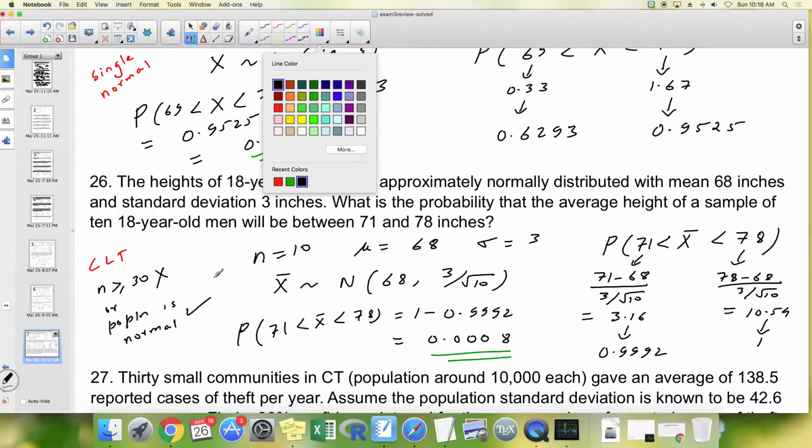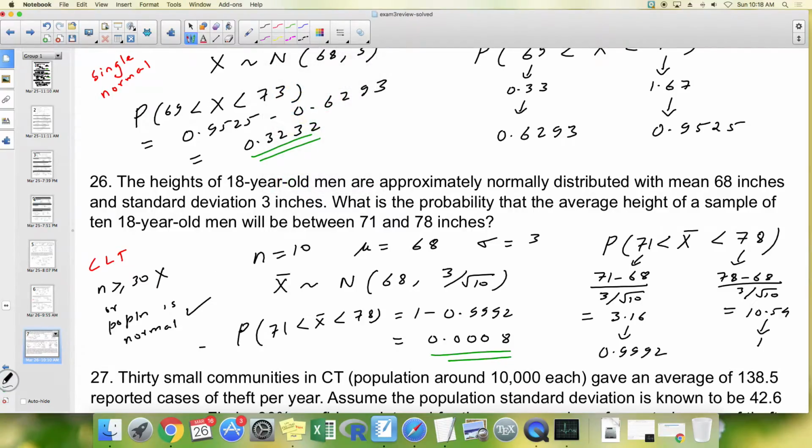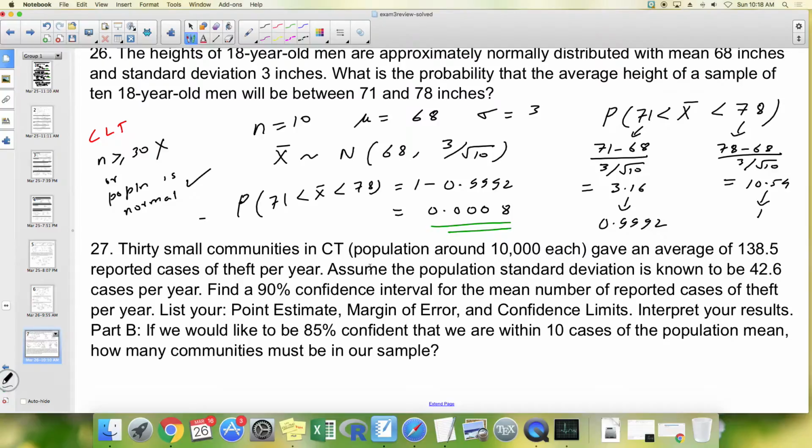Next problem. So 30 small communities in CT give an average of 138.5 reported cases of theft per year. Assume that the population standard deviation is known to be 42.6 cases per year. Find a 90% confidence interval for mean number of reported cases of theft per year.